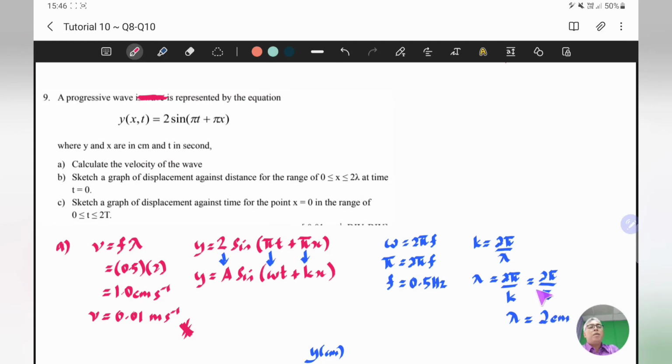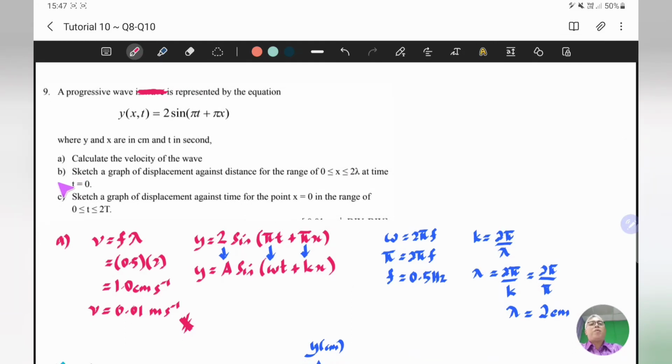Alright, so by getting f and λ, we just substitute into this equation. f getting before is 0.5 hertz and λ is 2 centimeter, giving you 1 centimeter per second. As we know, the SI unit of speed is meter per second, so we convert the unit, so that you will get v equals 0.01 meter per second.